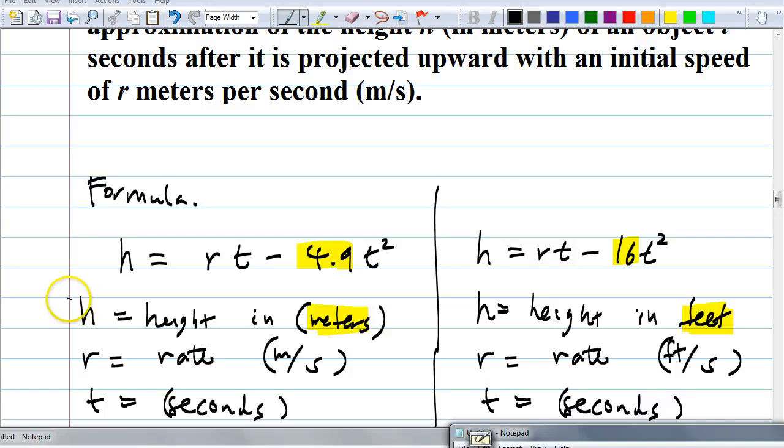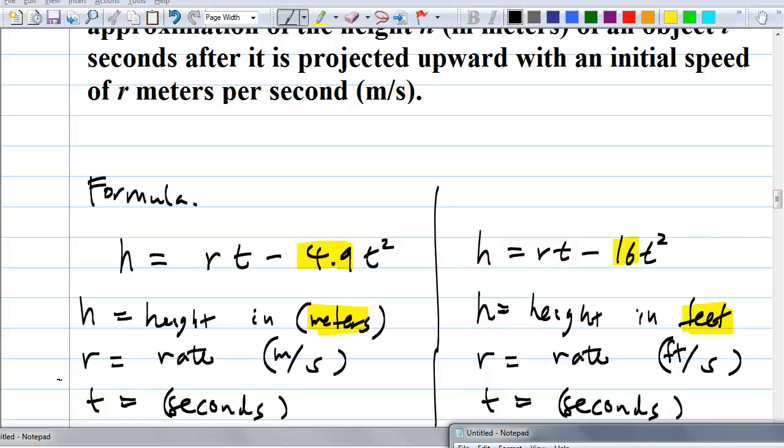How many unknowns do we have in this formula? H, R, and T. There are 3 of them: the height, the initial rate, and the time. They're going to give you 2 of these, and you can find the third one. That's the idea. They could either give you the height and the rate, the rate and the time, or the height and the time. You just have to find the third unknown. We'll do an example like that in a minute. Any question about the formula? Does this make sense? Okay, so all you have to do is just use this formula.